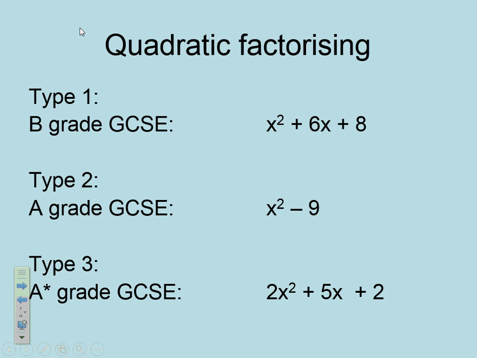We're going to start with the B grade GCSE ones, where we try and factorise an x squared without a number in front of it. Then we'll go to some A grade ones, some special case ones, and finally we'll go to the A star ones with numbers in the front there and look at a couple of ways of doing those.